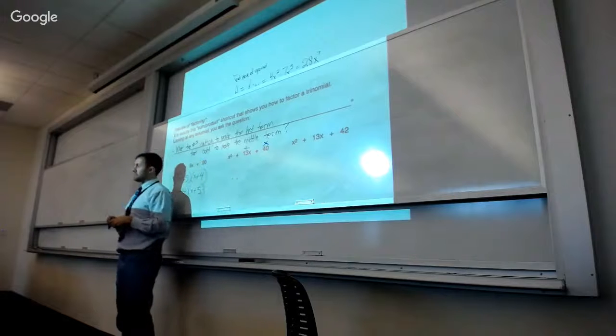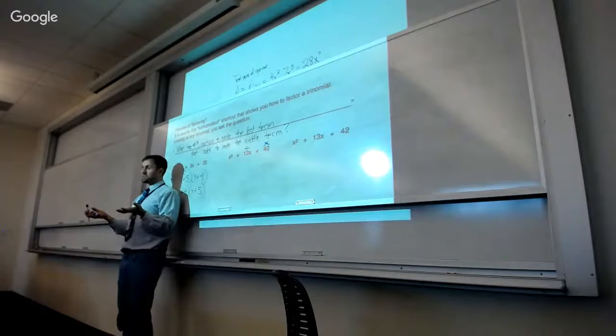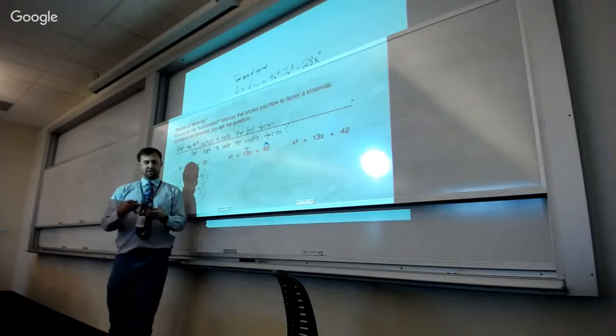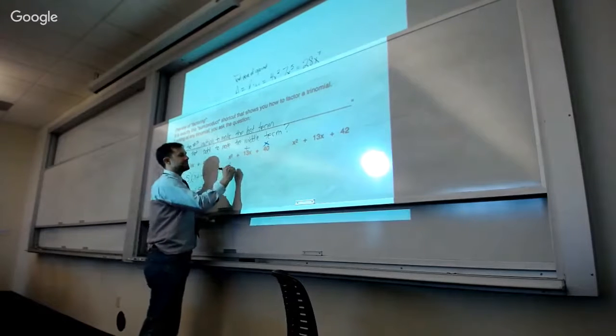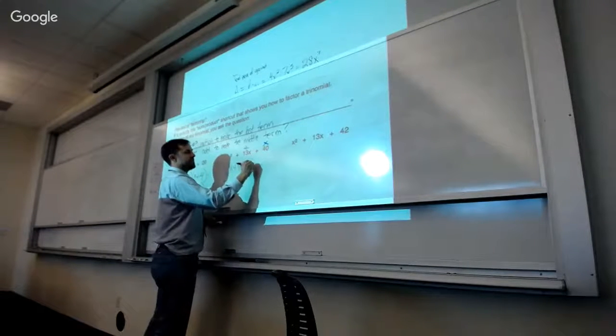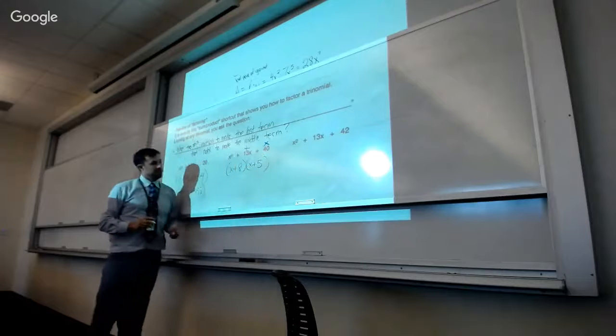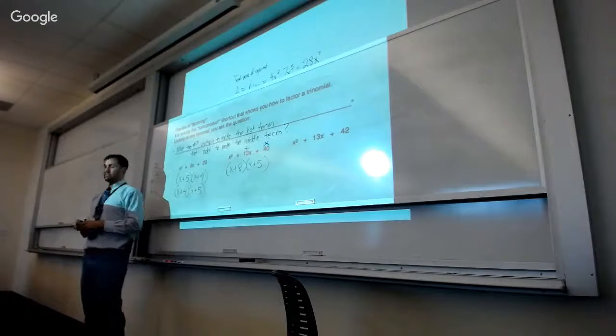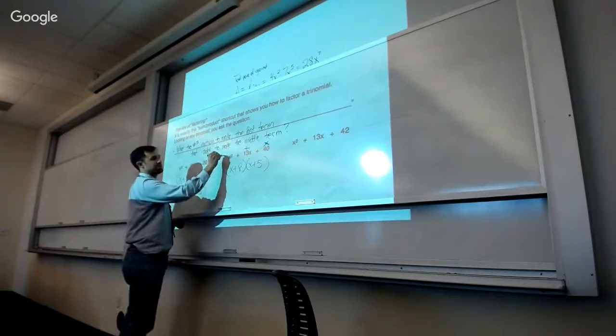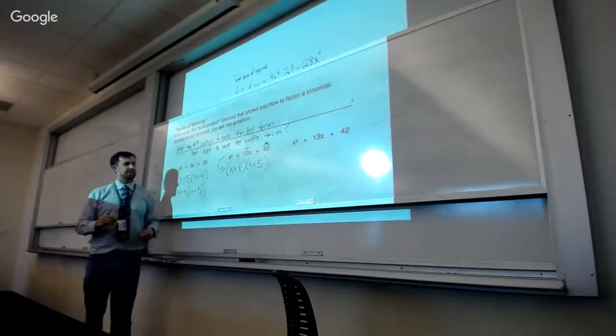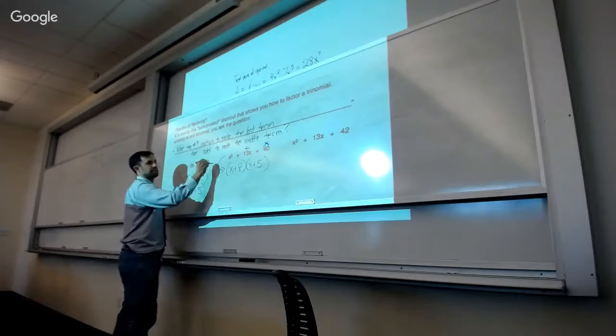And maybe some of you already figured it out. What do you multiply to make 40 that you add to make 13? 8 and 5. And so that's your answer. It would have been x plus 8 and x plus 5. And that's called factoring. To move from x squared plus 13x plus 40 into x plus 8 times x plus 5, that's called factoring.